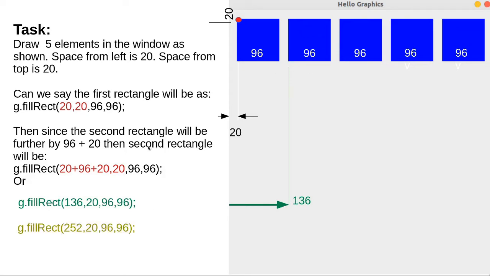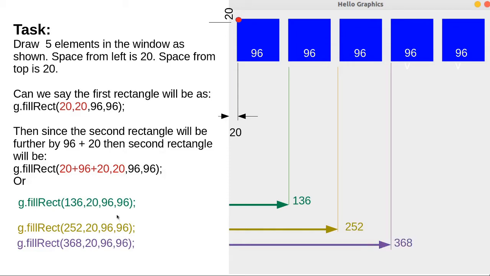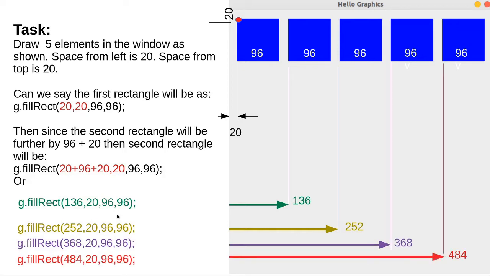Then if you continue like this, the next rectangle will be shifted by another rectangle and space. If you make the calculation, you'll find it is 252, and that's also calculated. Then similarly the others will be 368 and then 484. So all the numbers are now in our hands. It means if you write these commands after each other, we are able to draw these rectangles. I will show you in Eclipse after we go through our theory.